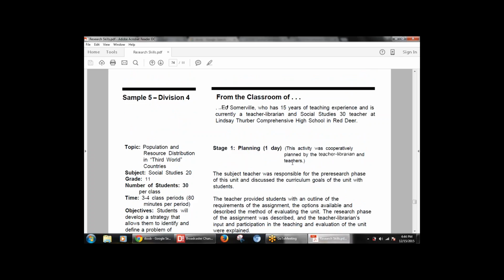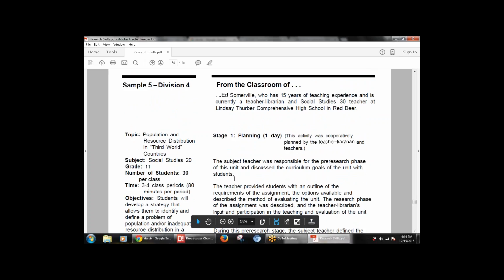The subject teacher was responsible for the pre-research phase of this unit and discussed the curriculum goals of the unit with the students. So it is the responsibility of the subject teacher to conduct the pre-research phase and discuss the curriculum goals of the unit with the students. That is stage number 1, the planning.